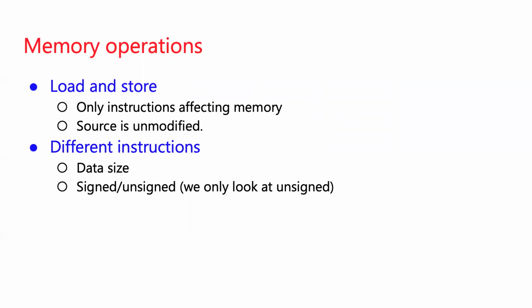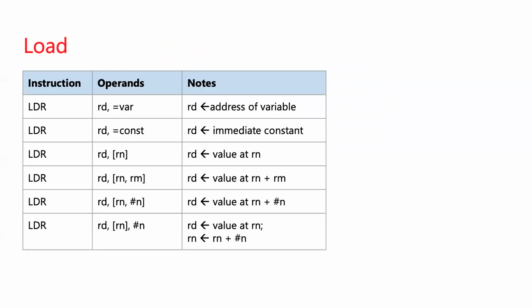We'll see examples of ones that, well, first let's just look at some load instructions. So the load instructions look like LDR. You can read that as load register. They're always going to load something into a destination register. So that'll be something like R0 or R1. That's what we're writing as Rd here. And each of these lines shows a version of this instruction.